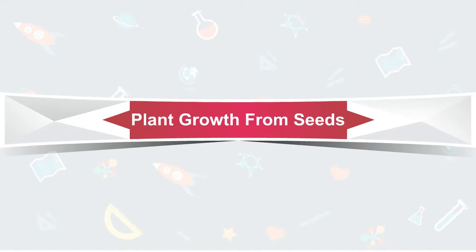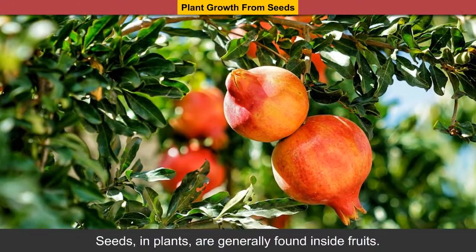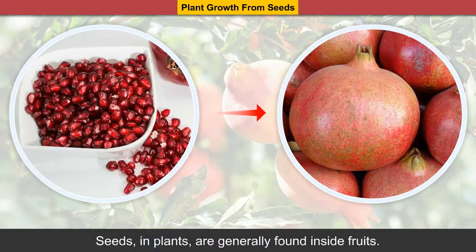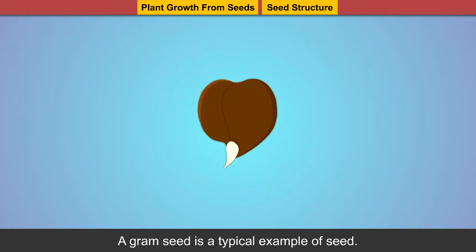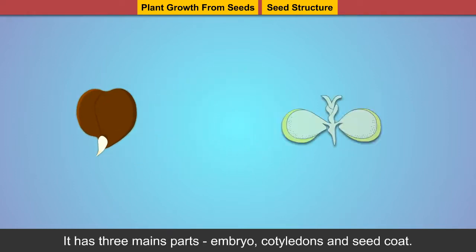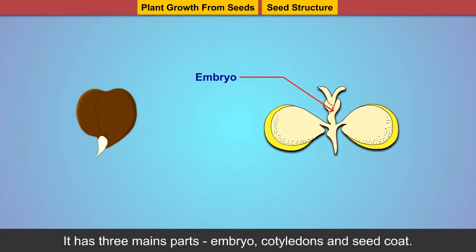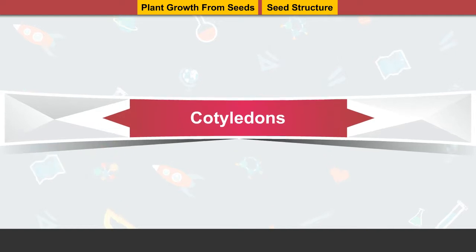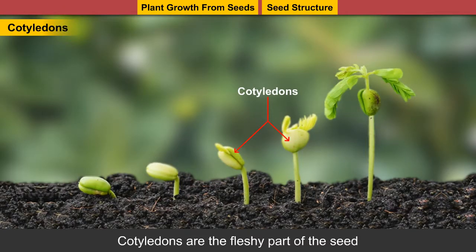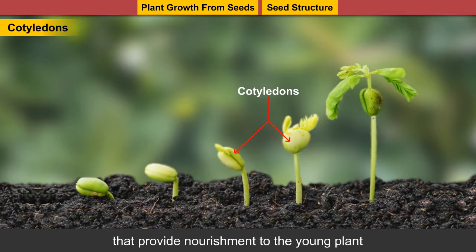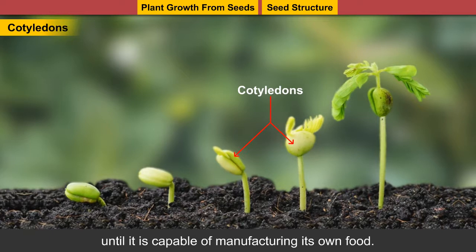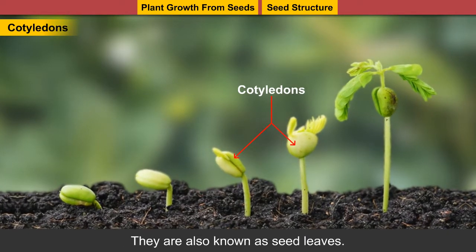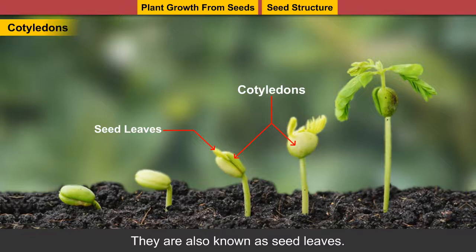Plant growth from seeds. Seeds in plants are generally found inside the fruits. Seed structure. A gram seed is a typical example of seed. It has three main parts: embryo, cotyledons, and seed coat. Cotyledons. Cotyledons are the fleshy part of the seed that provide nourishment to the young plant until it is capable of manufacturing its own food. They are also known as seed leaves.